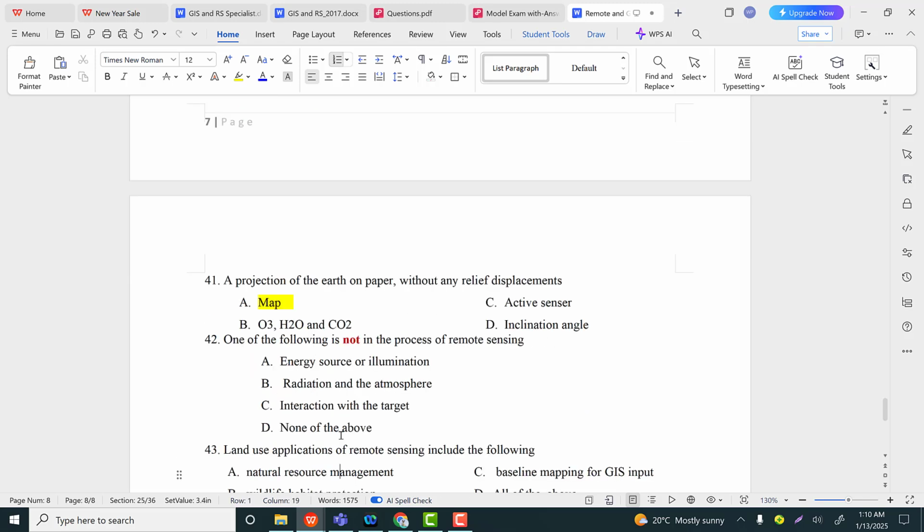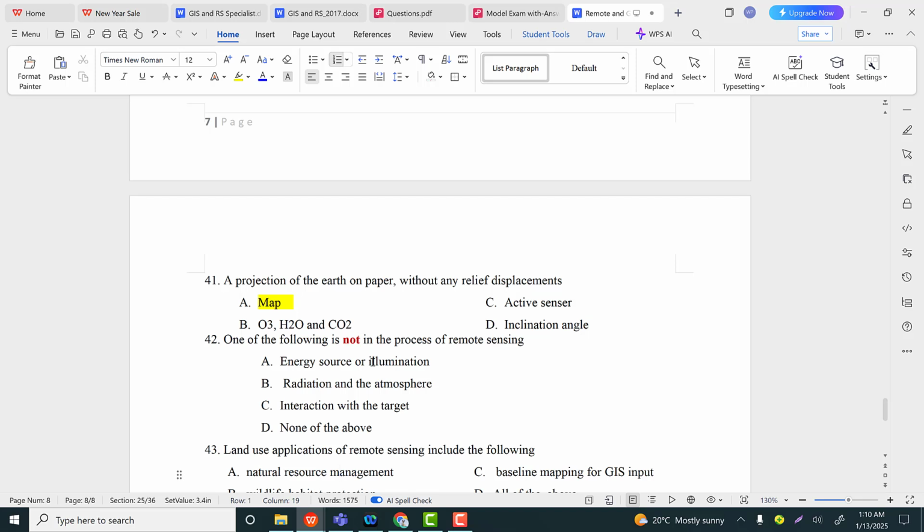Question number 42. One of the following is not the process of remote sensing. Not a process of remote sensing. As you know, remote sensing is the process of incoming solar radiation. There is transmission through atmosphere. Some energies are absorbed, some energies are scattered. So among the available options, which one of the following is not a process of remote sensing?